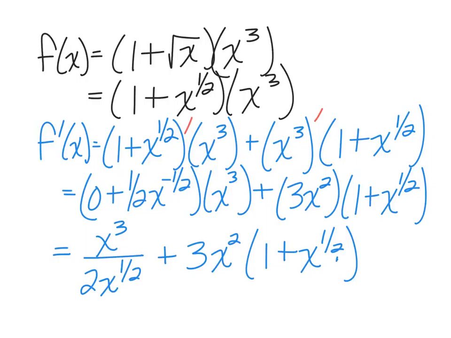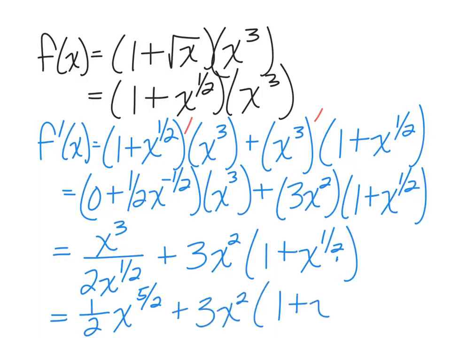About the only thing we could do is in this area right here, we could use the properties of exponents and rewrite that, subtracting the top exponent from the bottom, so it would be x to the 1/2. So let's finish that off here, or x to the 5/2. So it'll be 1/2 x to the 5/2 plus 3x squared times 1 plus x to the 1/2.